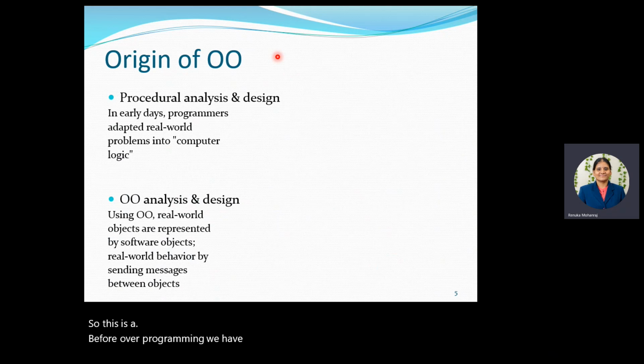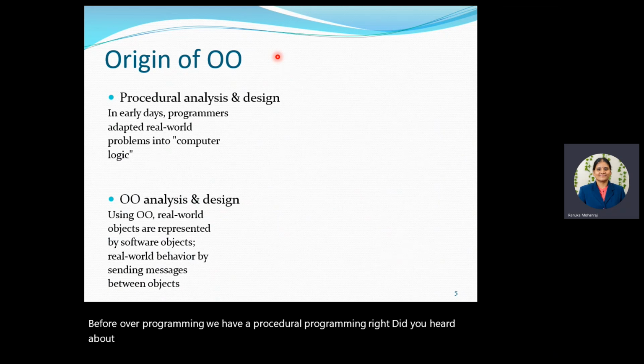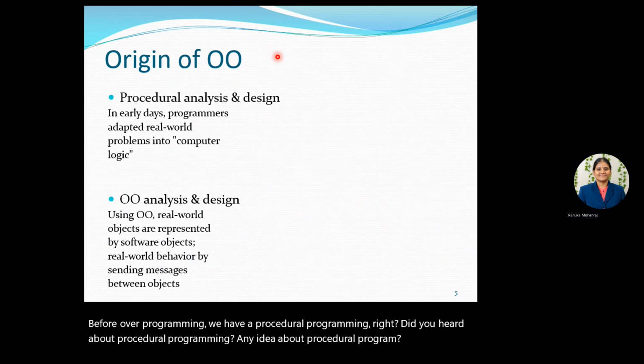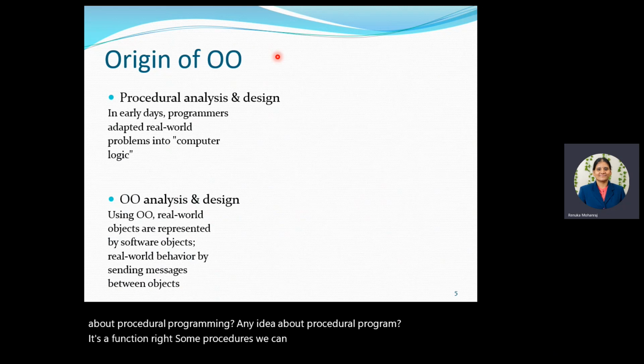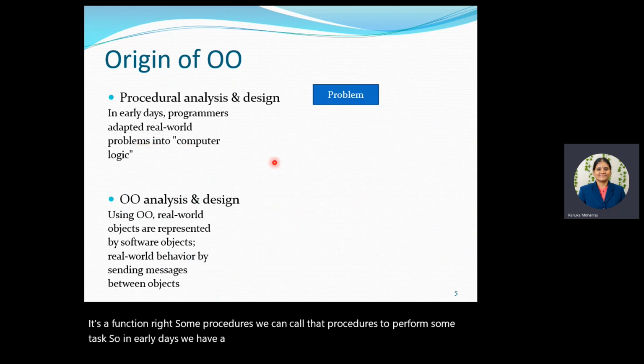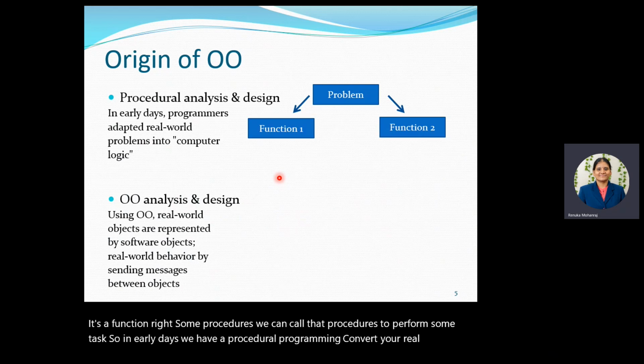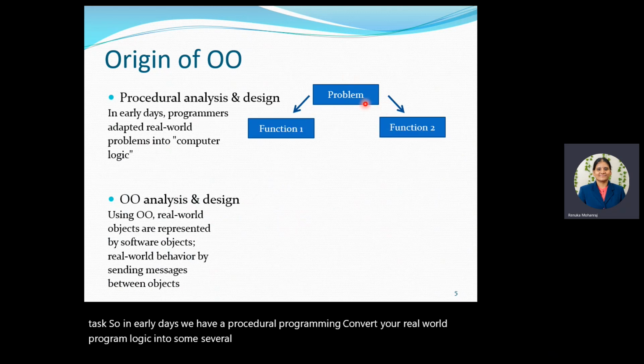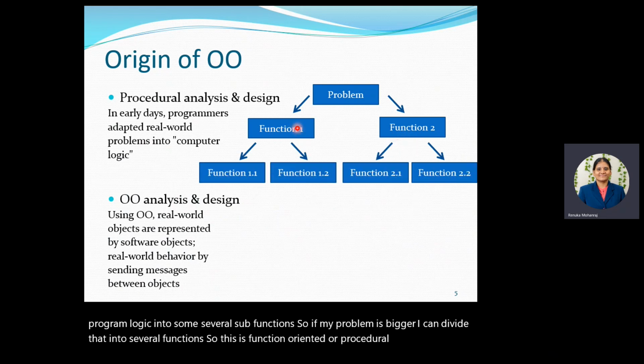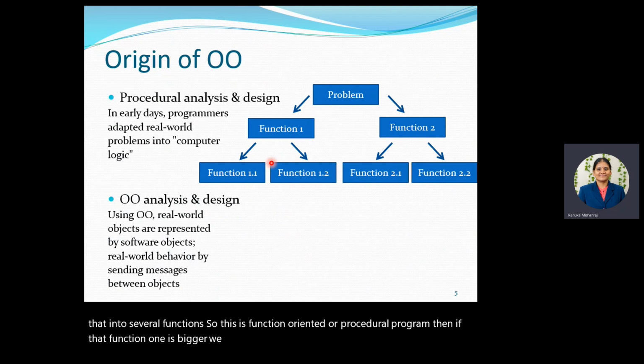So this is before object-oriented programming. We had procedural programming, right? Did you hear about procedural programming? Any idea about procedural programming? It's functions, right? Some procedures. We can call those procedures to perform some task. So in early days, we had procedural programming, converting your real world program logic into several sub-functions. If my problem is bigger, I can divide that into several functions. This is function-oriented or procedural programming. Then if function one is bigger, we divide it into other sub-functions. Then finally, we need to combine the solutions, right? This is procedure-oriented.